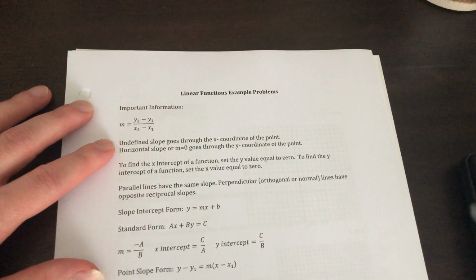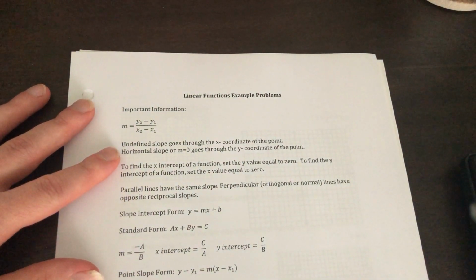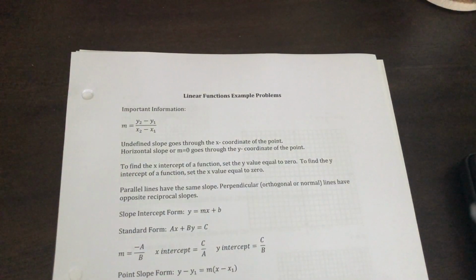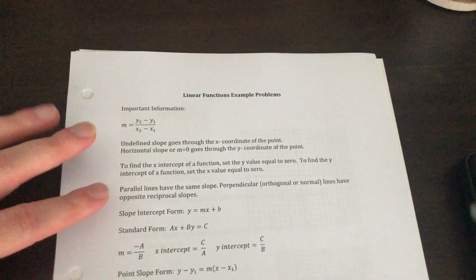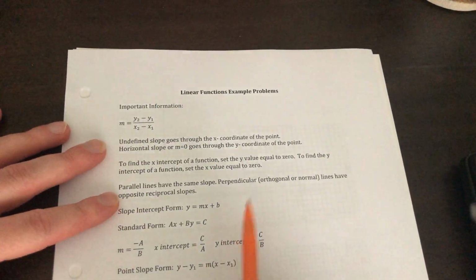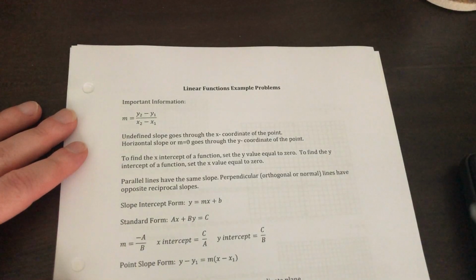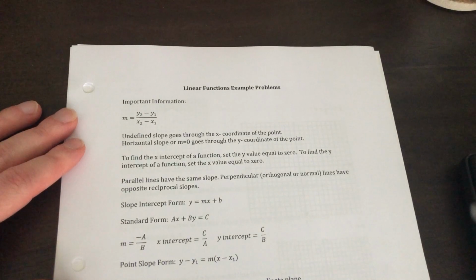Now, when you have an undefined slope, it's going to go through the x-coordinate. And when you have a horizontal slope, it's going to go through the y-coordinate of a point. To find the x-intercept of a function, we're going to set the y value equal to 0. And to find the y-intercept of a function, you're going to set the x value equal to 0. Remember that parallel lines have the same slope, and perpendicular lines have opposite reciprocal slopes. Some other words you're going to see in math that deal with perpendicular, you'll see the word orthogonal or normal. Okay, those both mean perpendicular.